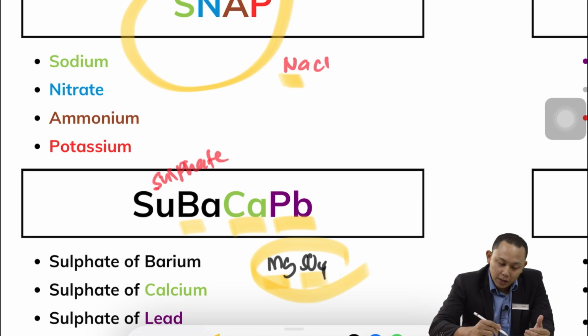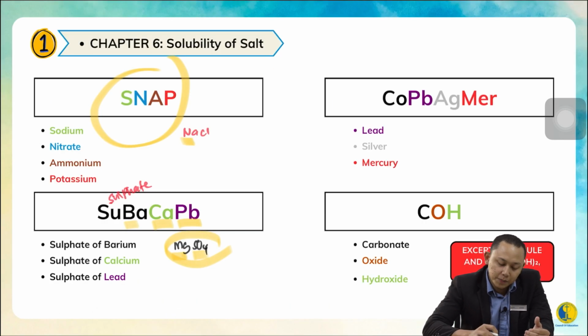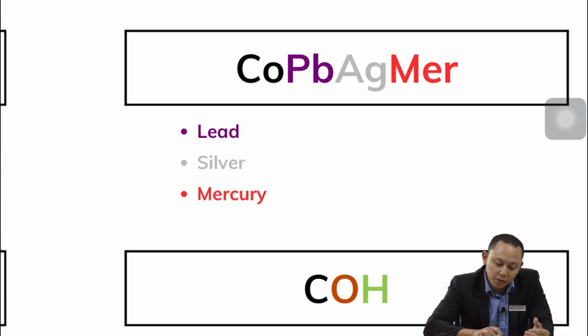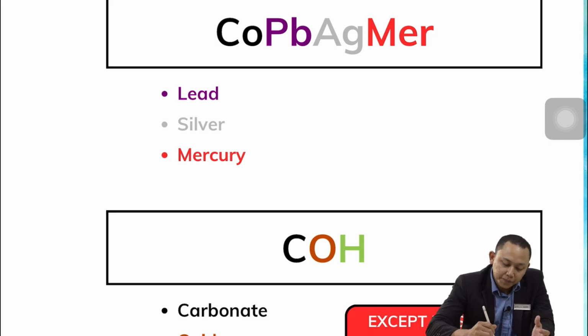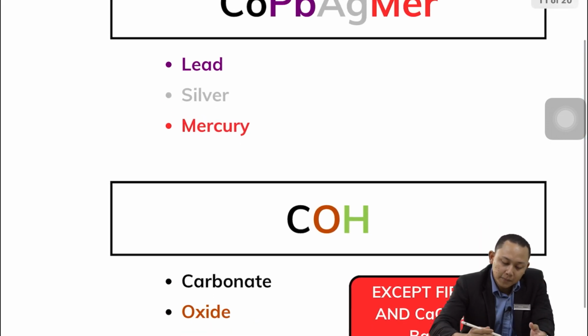Now let's proceed with the third rule, which is Co-Pacmer. I call this one Co-Pacmer, even though you have Pb there, but it's okay. Now look here.